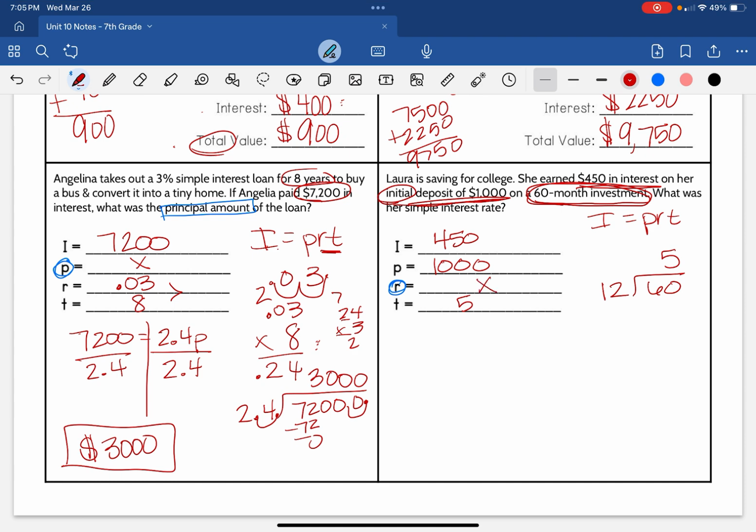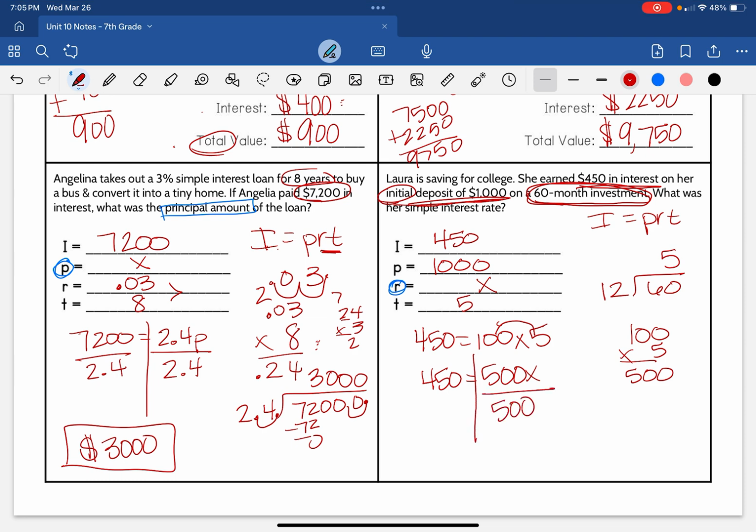What is R? That's my X. So let's just plug in what we know. We know that there's an interest of 450. My P is 1,000 times X times 5. Combine like terms. I have these two. I can combine them. 1,000 times 5 is 5,000. So now I have 450 equals 500X. How do I solve for X? Divide. I'm going to get rid of some zeros here. So 50 into 45.0.